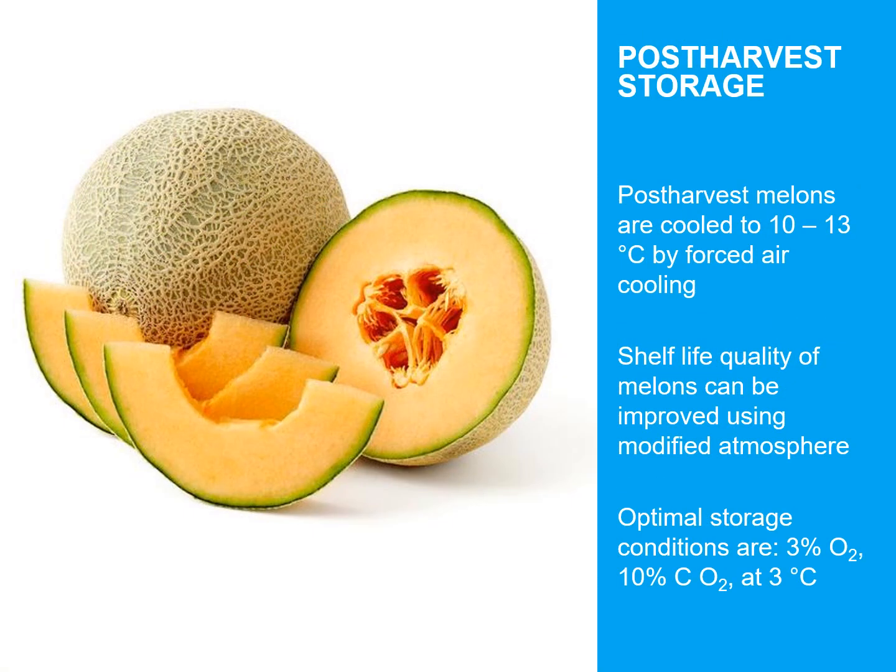In terms of post-harvest storage, melons are typically cooled to between 10 and 13 degrees C by forced air cooling, and the shelf life quality of melons can be improved by using modified atmosphere. Typically they'll be transported in atmospheres which are of low oxygen, high carbon dioxide, and at quite cold temperatures of about 3 degrees C.